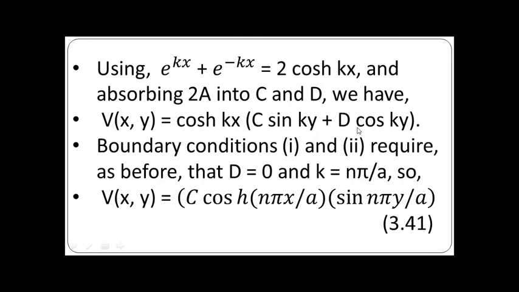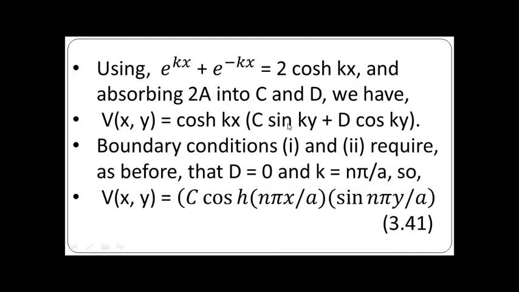And the second condition requires that when y is equal to a, this term is going to be 0 when ka is equal to n pi, where n should be some integer. It indicates that the value of k should be n pi upon a, where n should be some positive integer: 1, 2, 3, etc. Then this term is going to be 0. So the boundary conditions 1 and 2 require, as before, that d is equal to 0 and k is equal to n pi upon a.